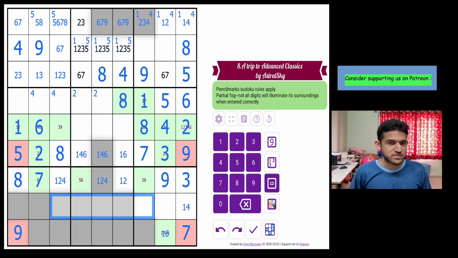So I've not solved much of these Sudokus, maybe 1 or 2 in the past, especially when they were covered as videos on the channel. So after that, I have not solved any of these fog-covered Sudokus, so I don't have much idea.